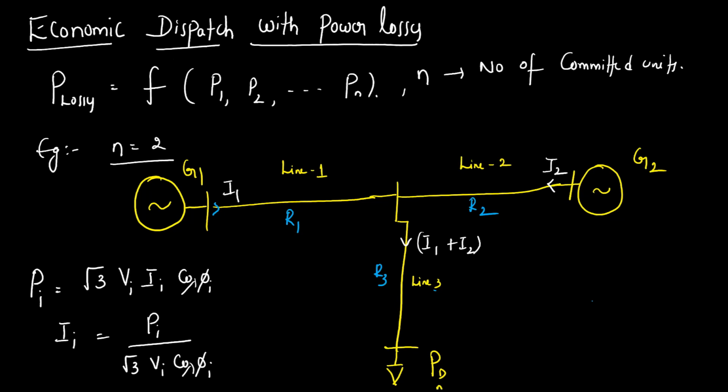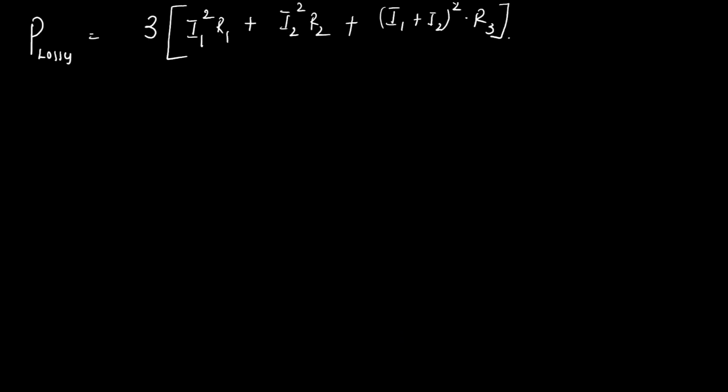Sir, why are you multiplying with 3? Because every transmission line has 3 conductors: R phase conductor, Y phase conductor, and B phase conductor. So total transmission losses will be 3 times this value, because we are assuming the balanced condition.